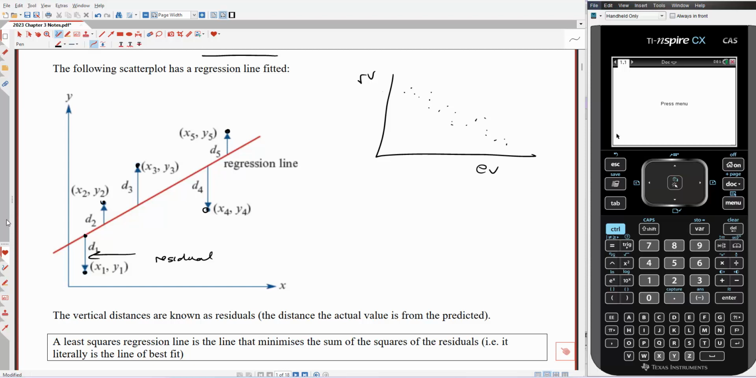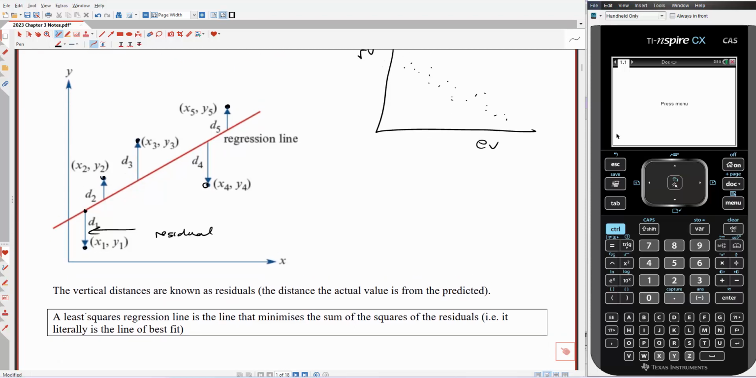And here's the thing. We're going to fit these things called least squares regression lines. And what least squares regression lines are, they're the line of best fit, literally the line of best fit. There is no better fit you can get, because what it does is it minimizes the sum of the squares of the residuals. Basically, what I'm suggesting is that if you did this, the distance between the point and the line would be the smallest possible distance you can get, i.e.